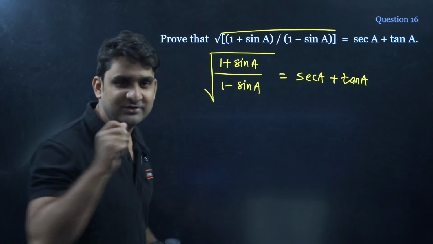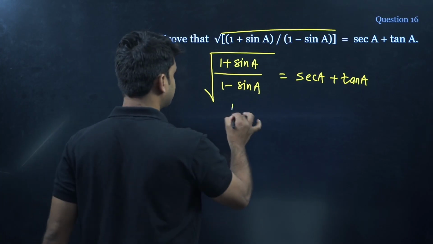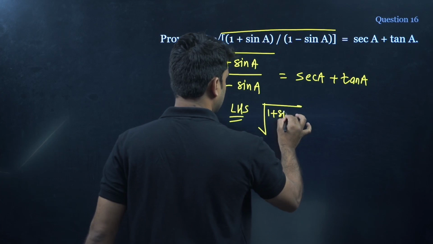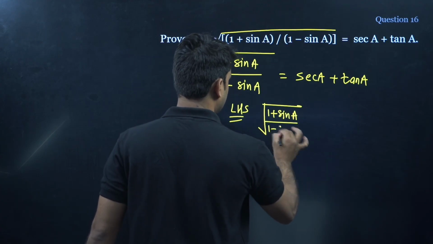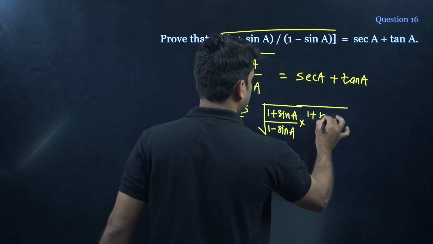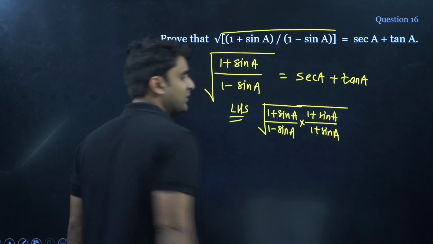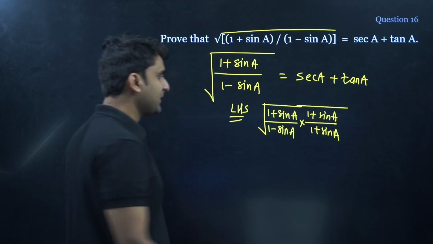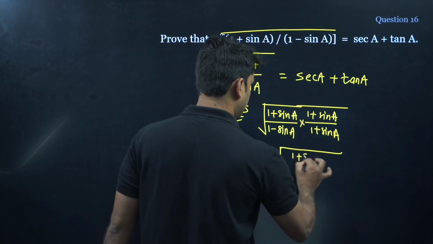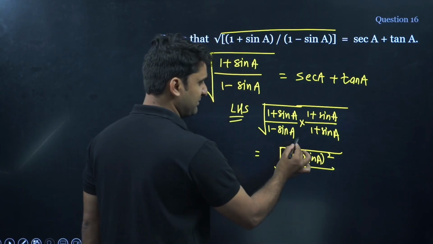So let's operate LHS. LHS is under root, so we can rationalize. Under root 1 plus sin A divided by 1 minus sin A. Let's rationalize. So 1 plus sin A, and this will be 1 plus sin A. Rationalizing with respect to denominator. So my dear champion, this is 1 plus sin A, 1 plus sin A. So this will be 1 plus sin A whole square. And this is 1 minus sin A, 1 plus sin A.